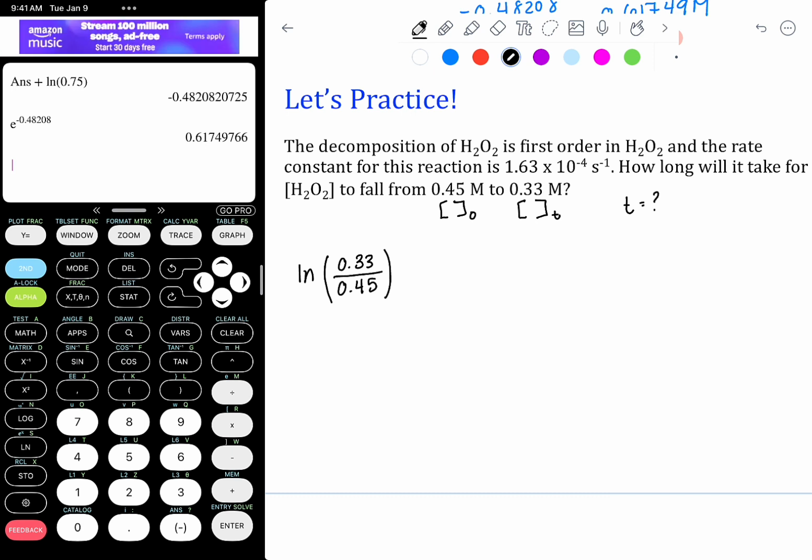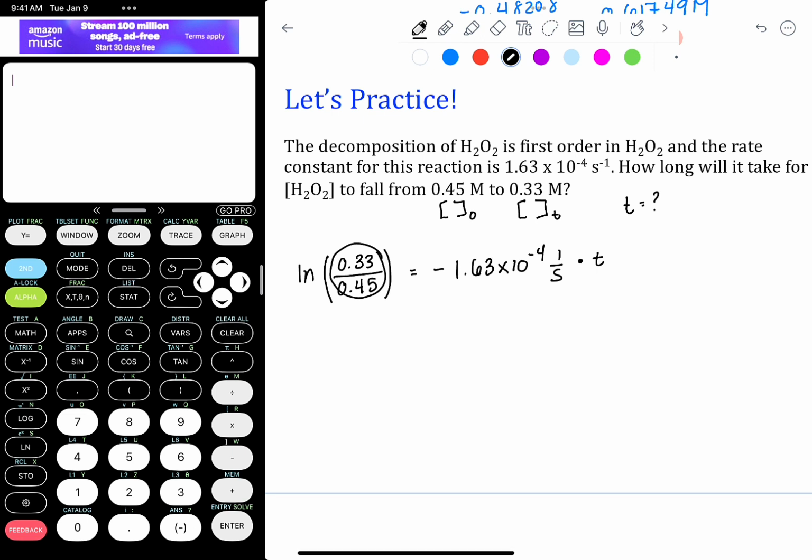And that's going to be equal to negative K, which is 1.63 times 10 to the minus 4, 1 over seconds. And we're looking for the value T. Now, the biggest mistake that I see students making with these types of problems is not properly typing the natural log into their calculator. Oftentimes I see students doing natural log of 0.33 and then dividing that by 0.45. That is not correct because you want to do the natural log of that ratio of numbers.